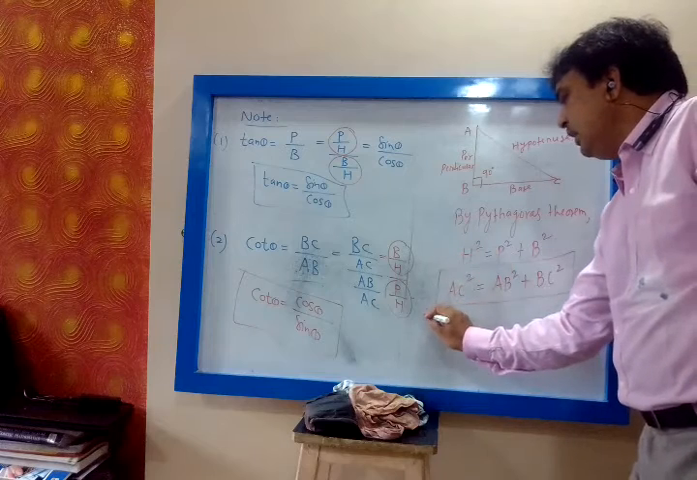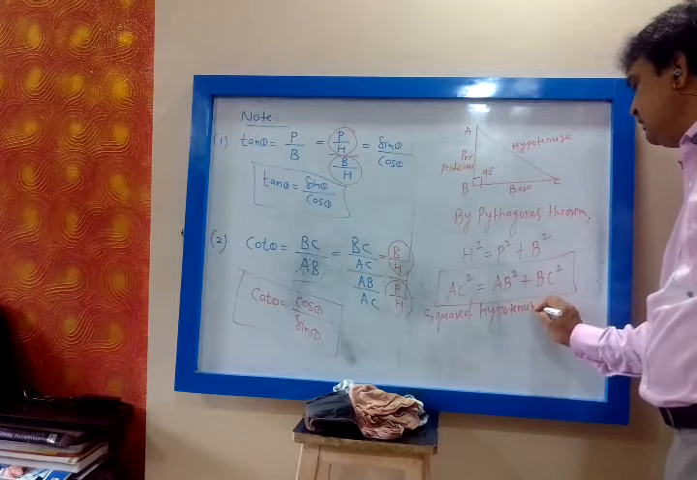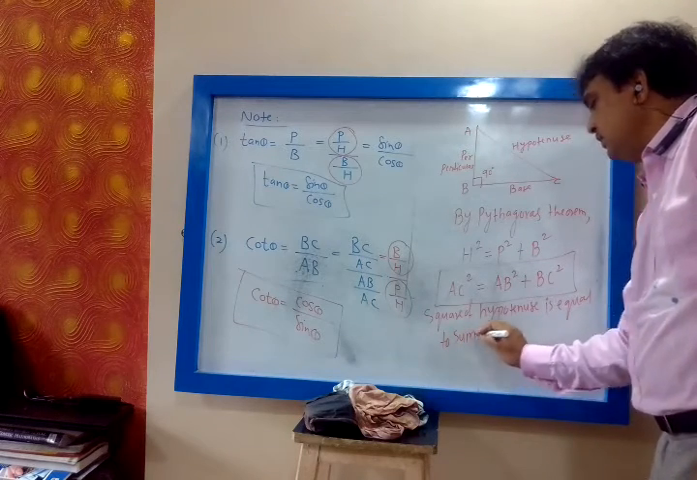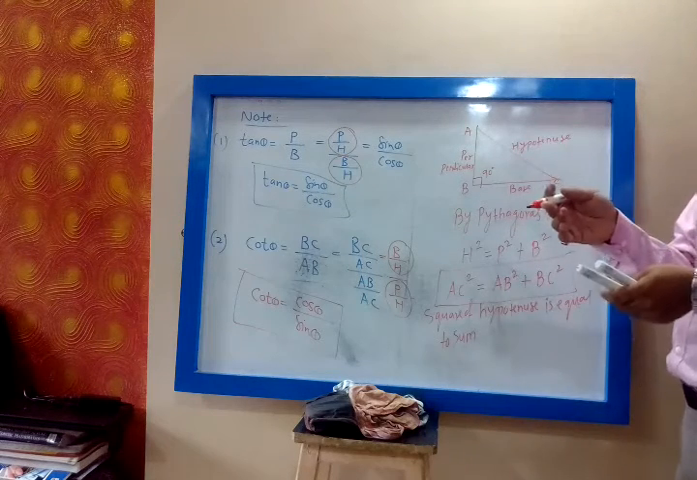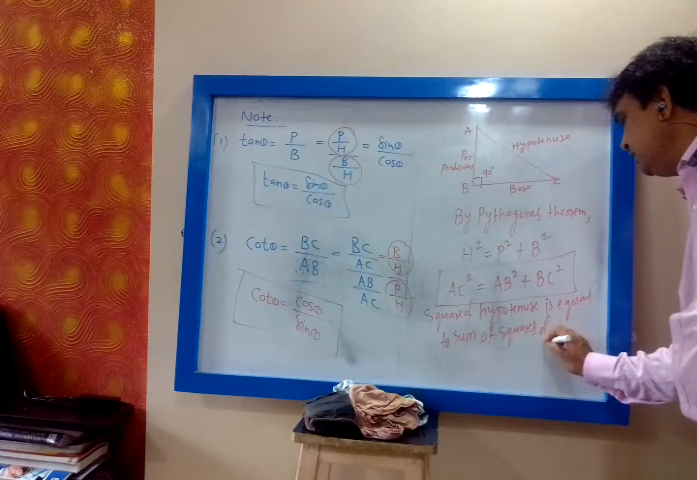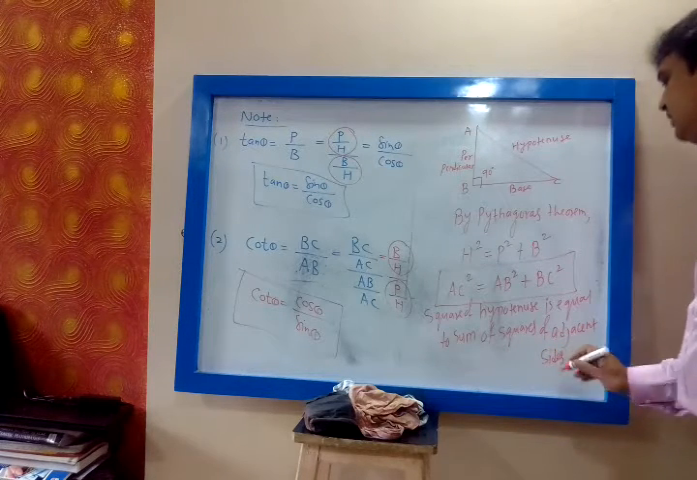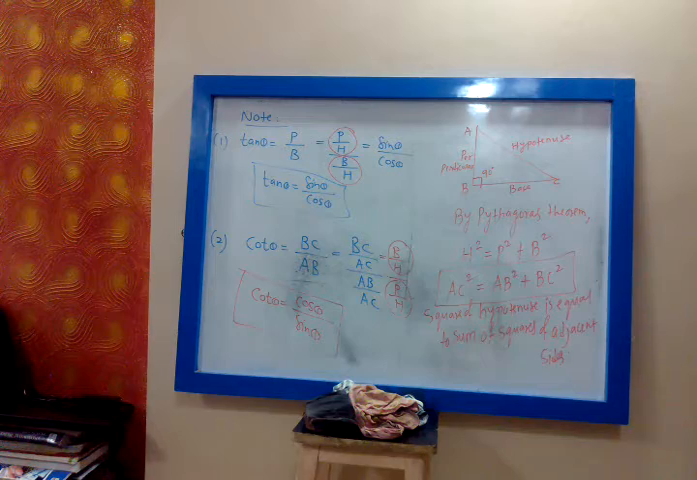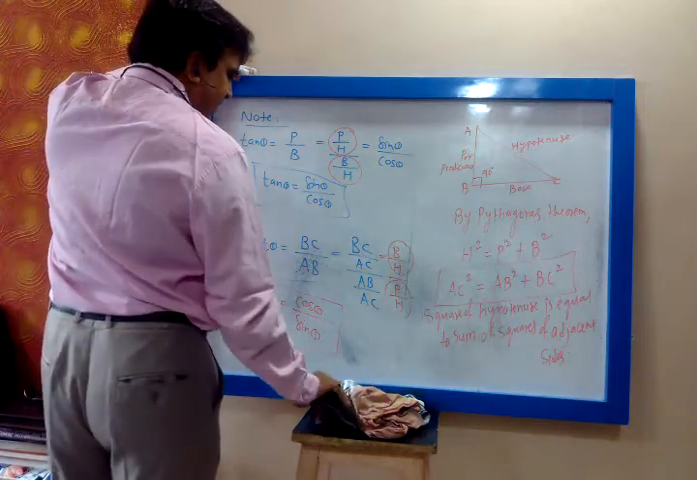So that we read as square of hypotenuse is equal to the sum of squares of adjacent sides. Is it clear? Square of hypotenuse is equal to the sum of squares of adjacent sides, that is called Pythagoras theorem.